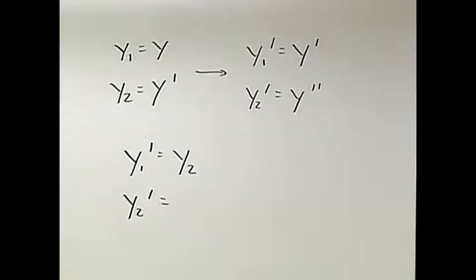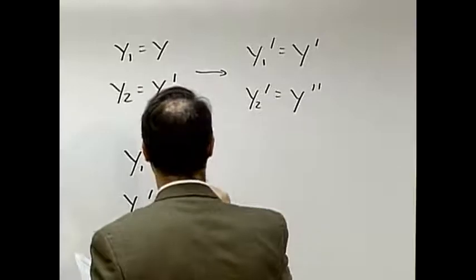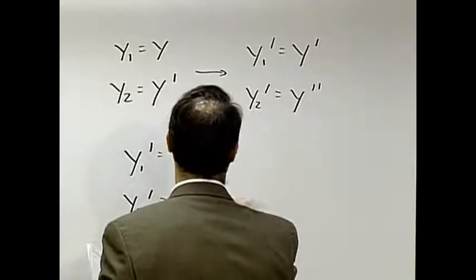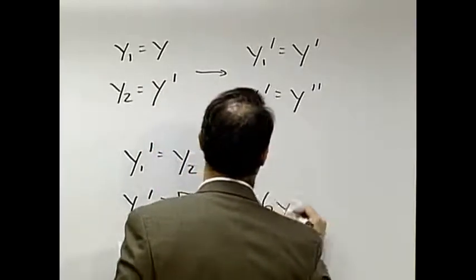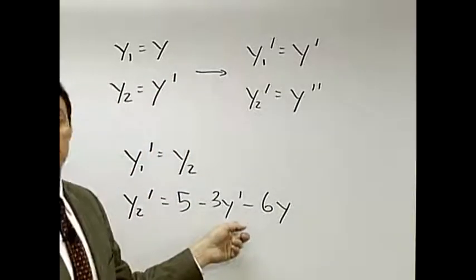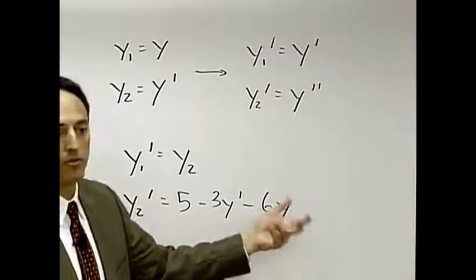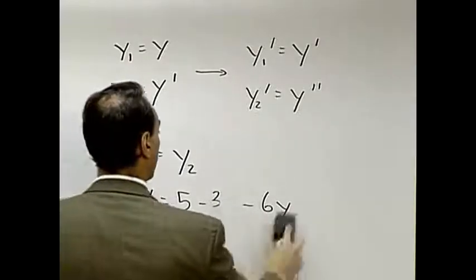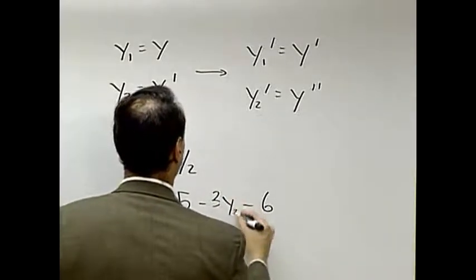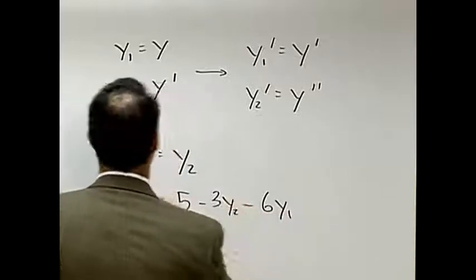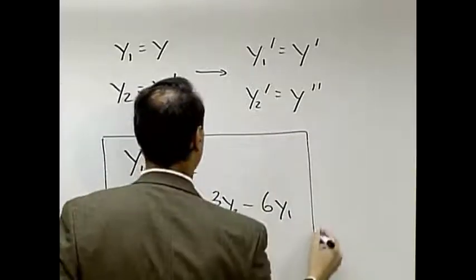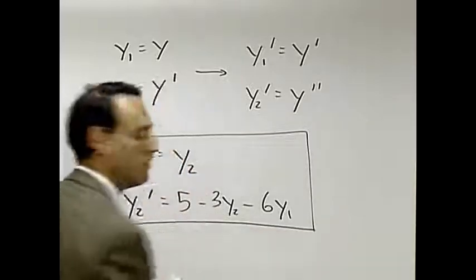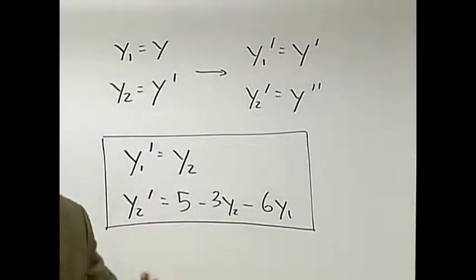So I can move this to the other side, and if I do that, I get 5 minus 3y prime minus 6y. But y prime is y2, and y is y1. So these just get traded out for a y2 and a y1. There it is, first-order form. We're set to go. We're going to use that.